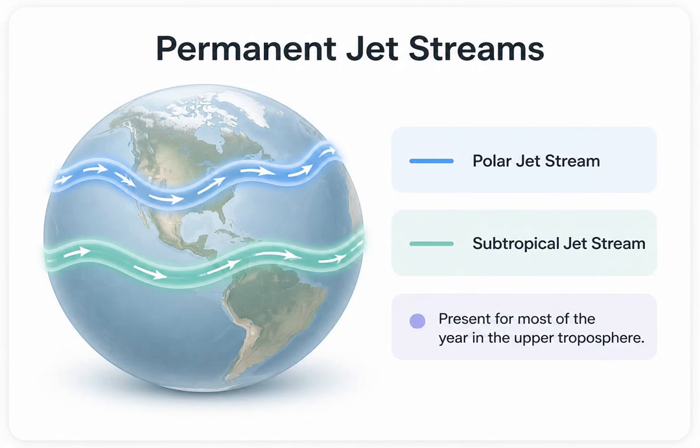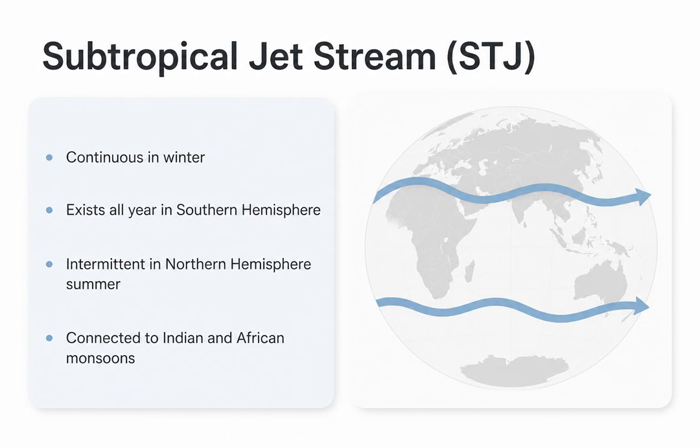Now, let's categorize these winds. The polar jet and the subtropical jet are considered permanent jet streams. This means they breeze through the upper troposphere for the vast majority of the year, acting as constant fixtures in our global atmospheric circulation.